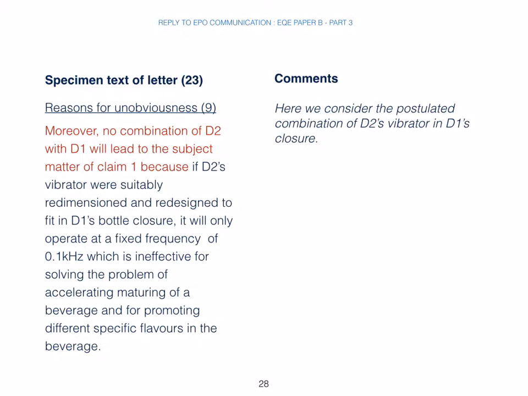Here we're going to consider the postulated combination of D2's vibrator and D1's closure. And the argument continues like this. Moreover, no combination of D2 with D1 will lead to the subject matter of claim 1, because if D2's vibrator were suitably redimensioned and redesigned to fit in D1's bottle closure, it will only operate at a fixed frequency of 0.1 kHz, which is ineffective for solving the problem of accelerating maturing of a beverage and for promoting different specific flavors in the beverage. And we turn over.